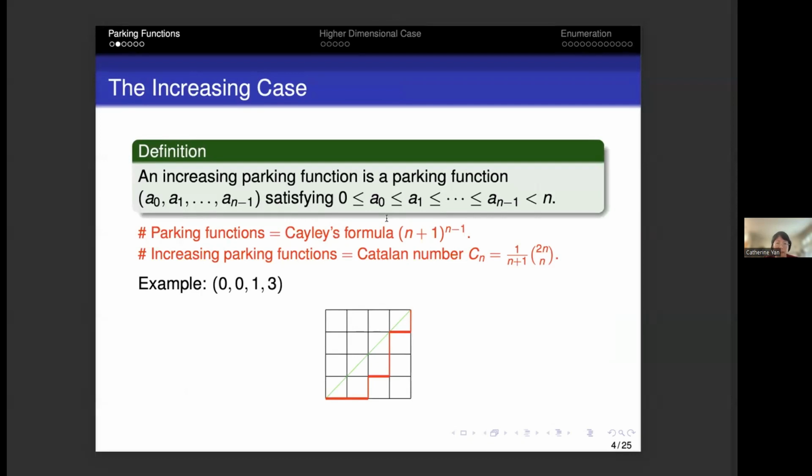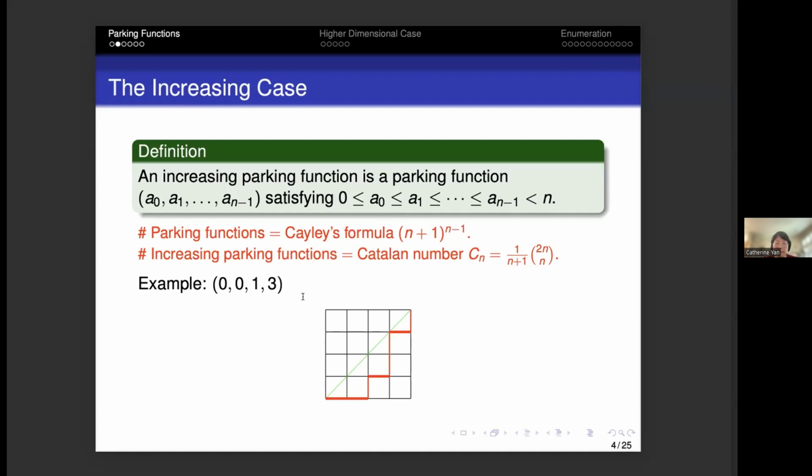As we all know, the number of parking functions of length n is given by Cayley's formula, n plus 1 to the power n minus 1, while increasing parking functions are counted by the Catalan number. So I just want to show you an easy picture to see why the Catalan number shows up here.